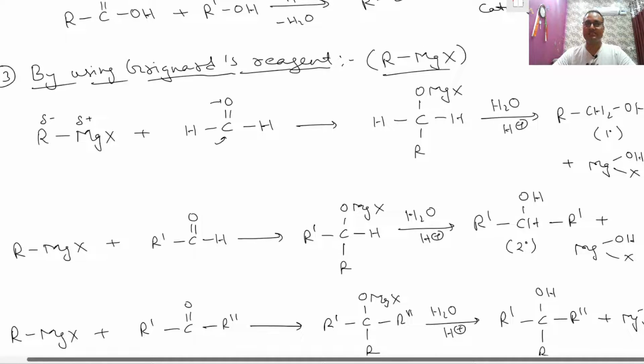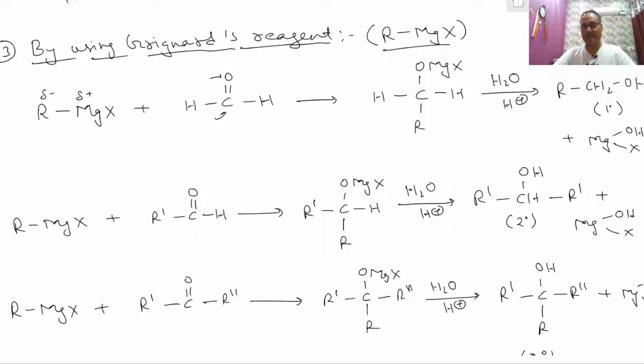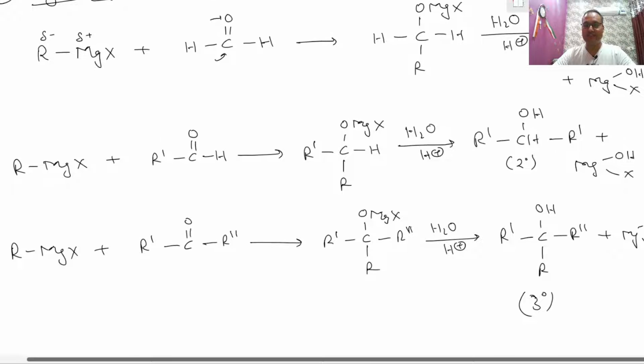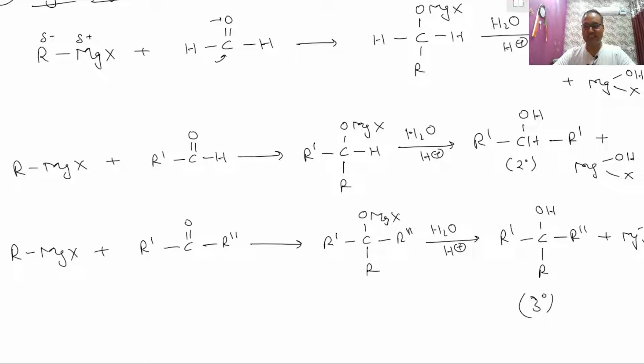The next method is by using Grignard reagent, that is RMgX. We can add Grignard reagent to formaldehyde to form the addition product. Followed by hydrolysis, we get a primary alcohol. If we add Grignard reagent to any other aldehyde except formaldehyde, we get a secondary alcohol. And if we add this Grignard reagent to a ketone, then the hydrolysis of the addition product gives us the tertiary alcohol.